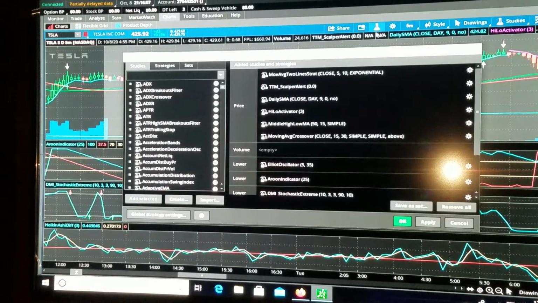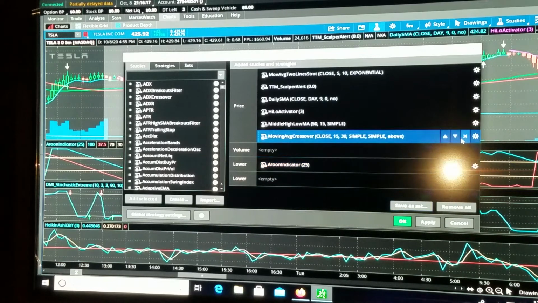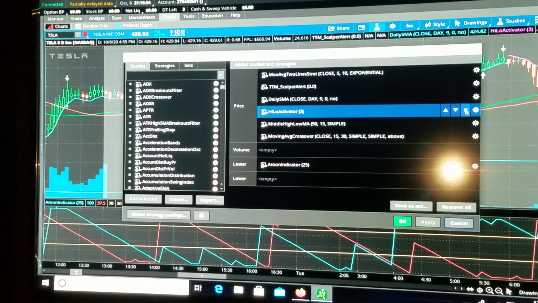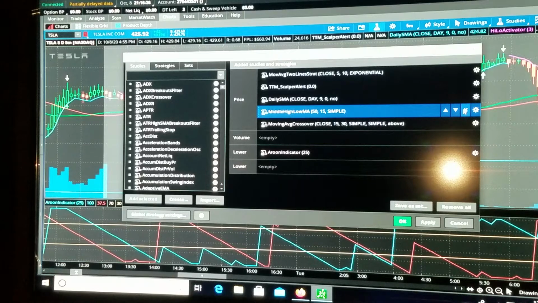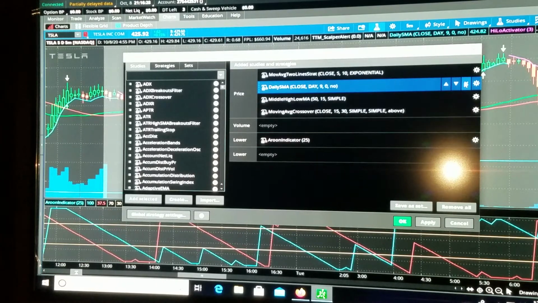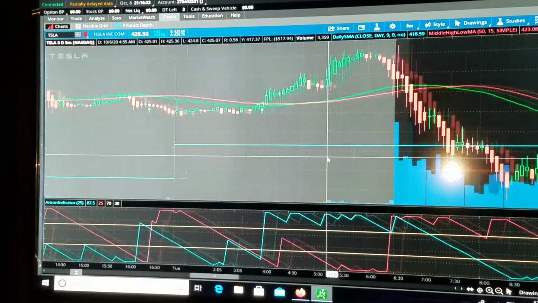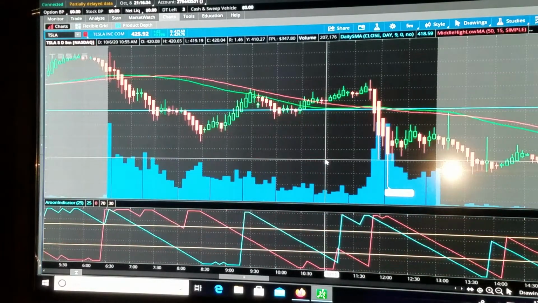So go here and let's get rid of that and get rid of that, get rid of that, and get rid of that, and apply. Alright, and this must be the high-low activator. We'll get rid of that. Let's get rid of our scalper. Now apply. Alright, now let's see what our moving averages have going on for us.